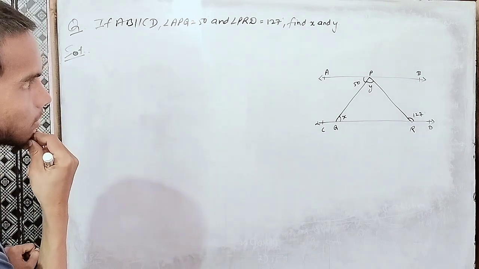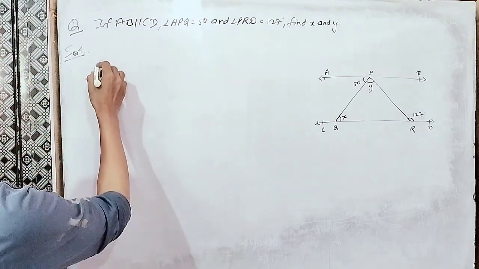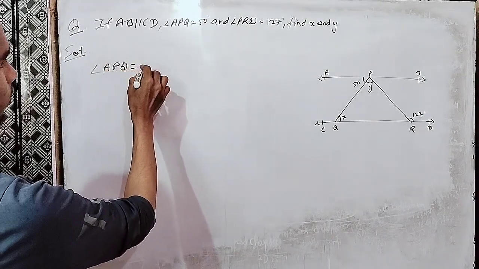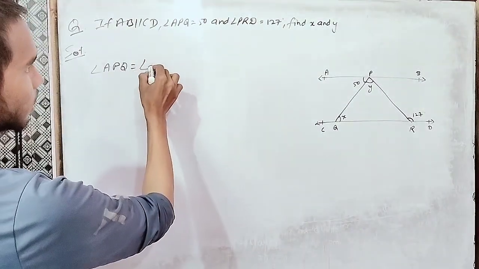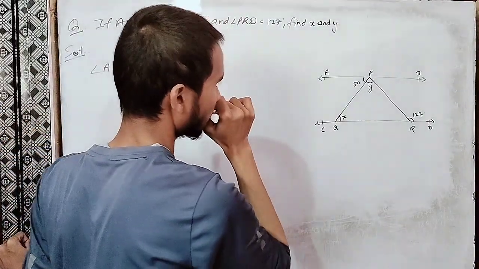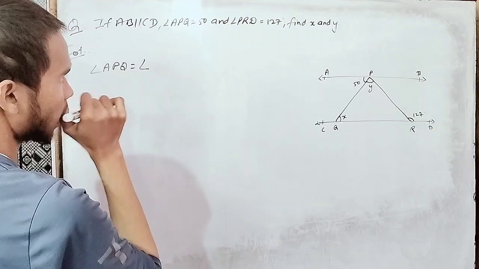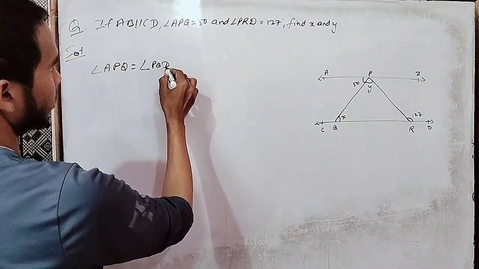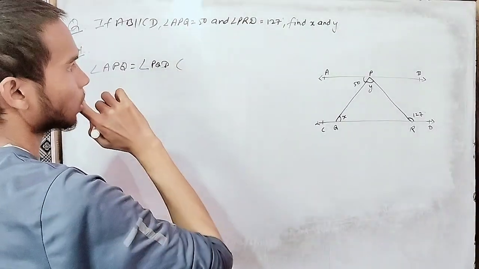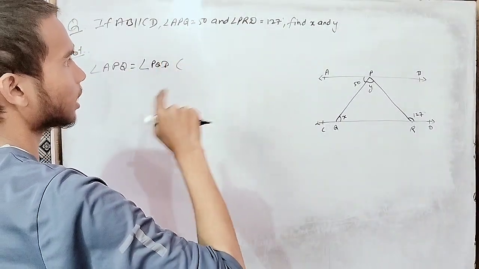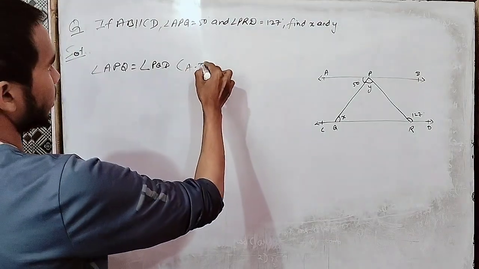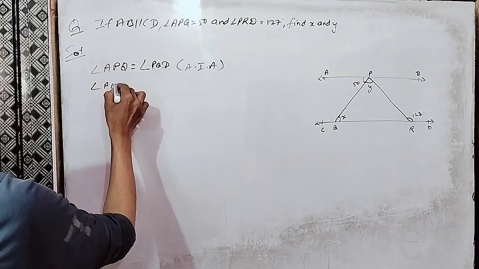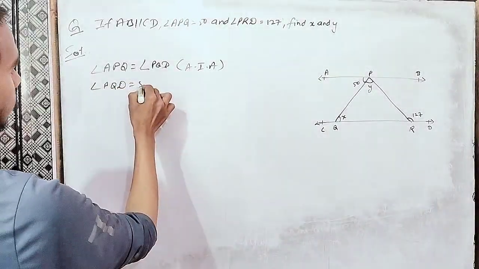First of all, we can say angle APQ would be equal to angle PQD because of alternate interior angles. So we can say PQD is how much? 50 degrees.